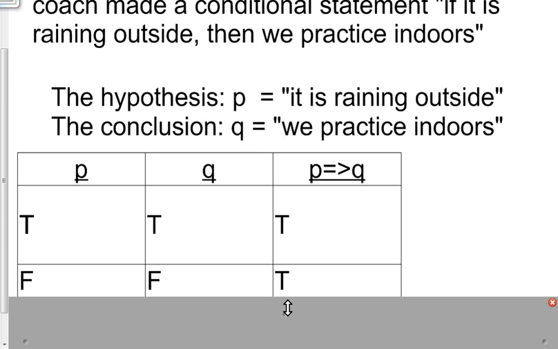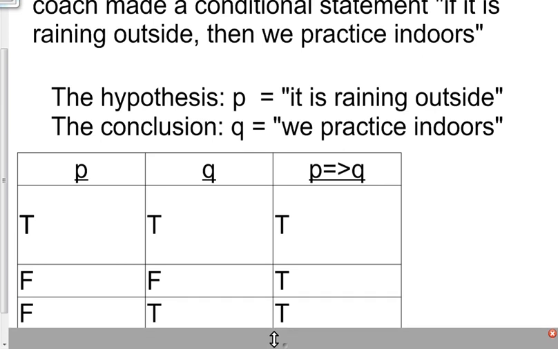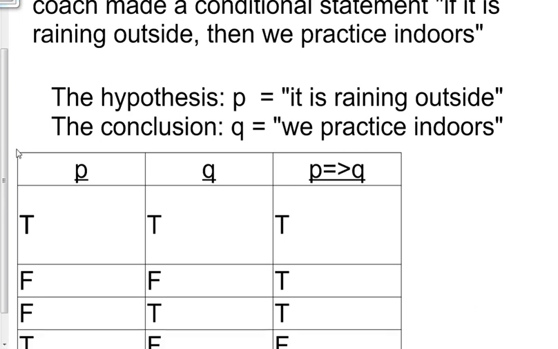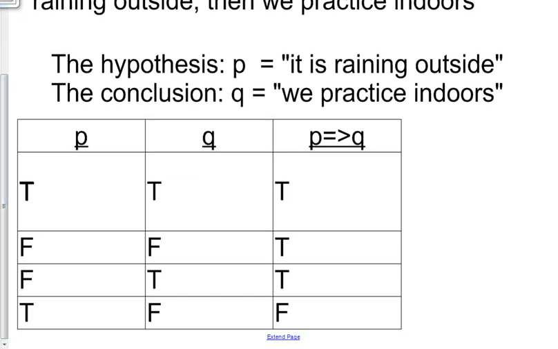Case 3, the hypothesis is false and the conclusion is true. It does not rain outside and we practice indoors. The hypothesis is false. The conclusion is true. So the conditional statement is true. And a fourth case, the hypothesis is true and the conclusion is false. It rains outside and we practice outdoors. When the hypothesis is true and the conclusion is false, that results in a false conditional statement.